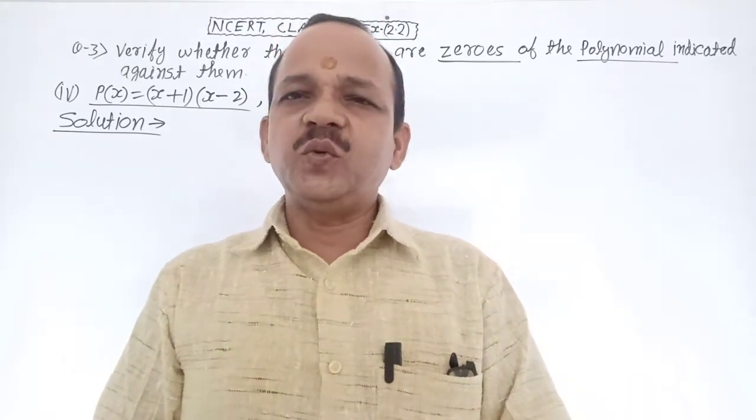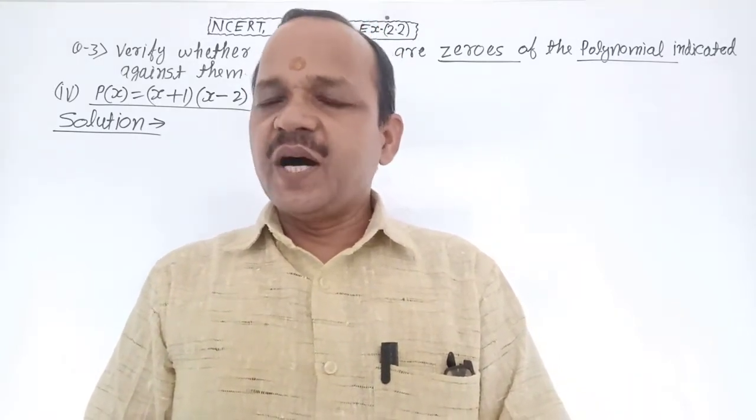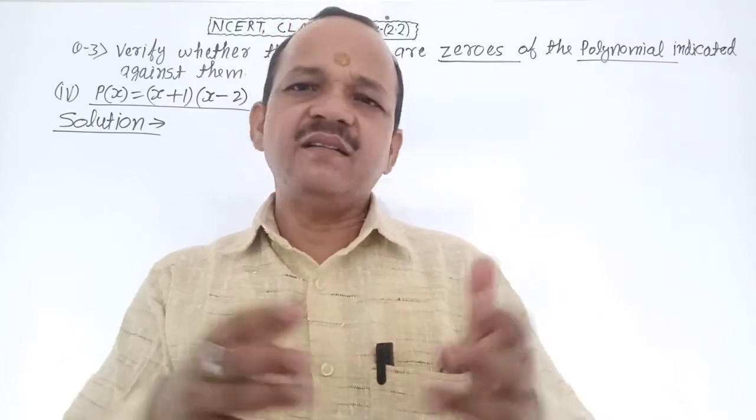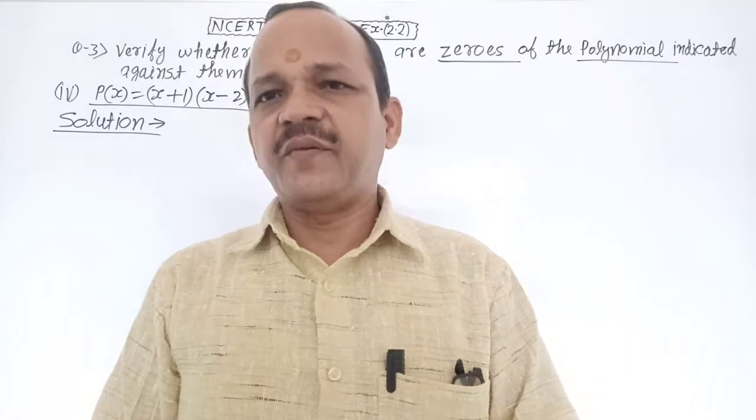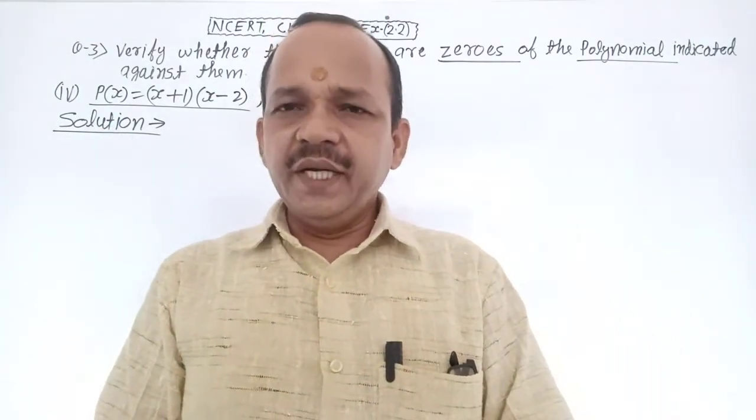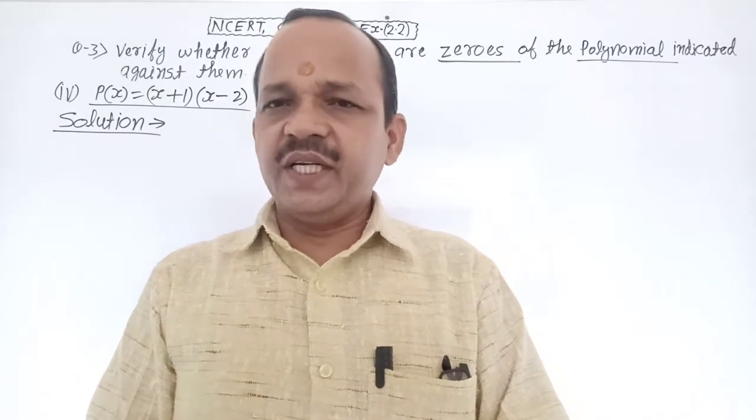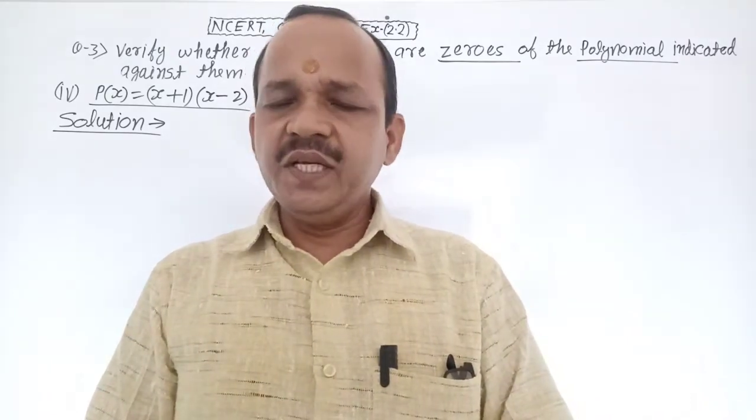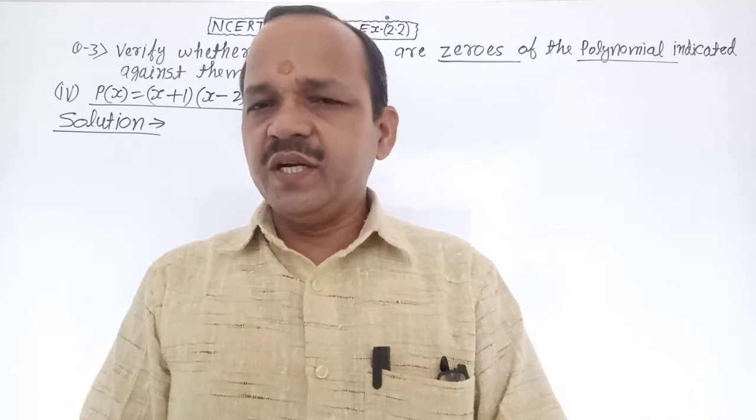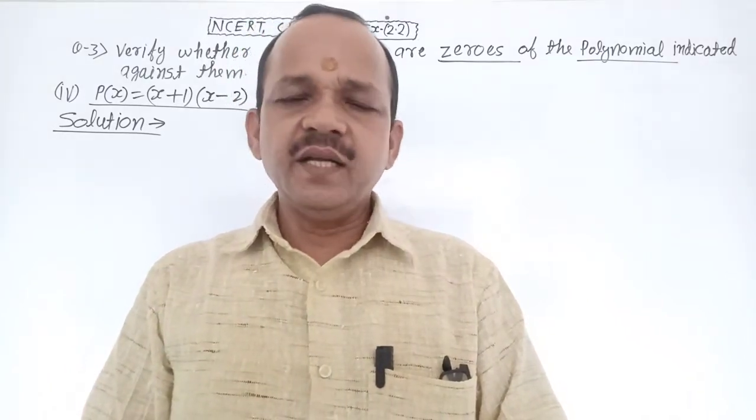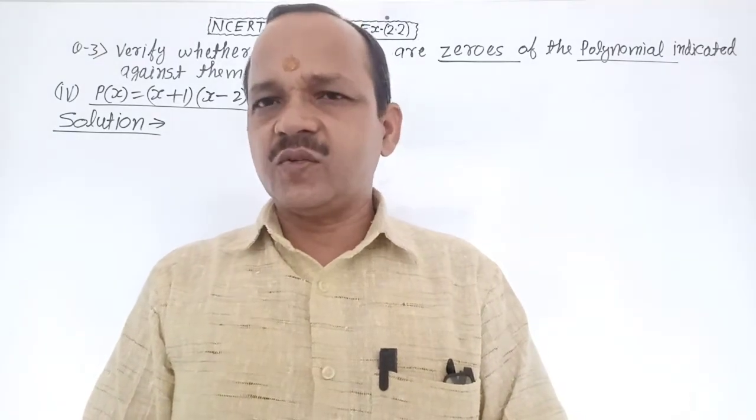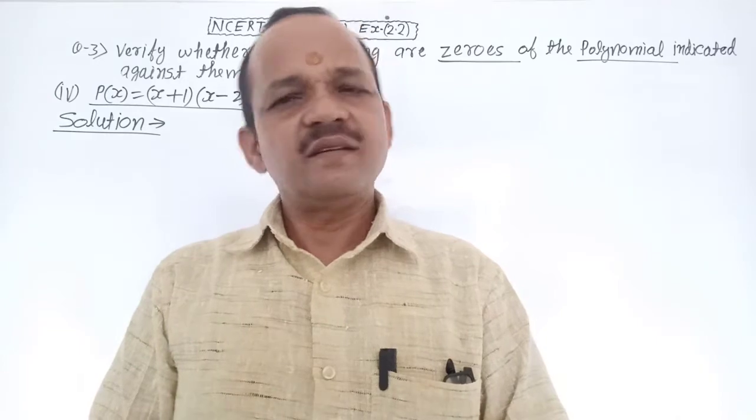Today I want to verify whether the following are zeros of the given polynomial or not. Is it clear? We know dividend equals divisor multiplied by quotient plus remainder. It means p(x) equals g(x) multiplied by q(x) plus r(x). Here p(x) is the dividend, g(x) is the divisor, q(x) is the quotient, r(x) is the remainder.